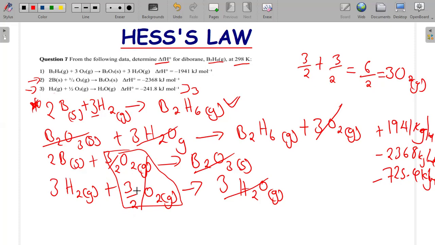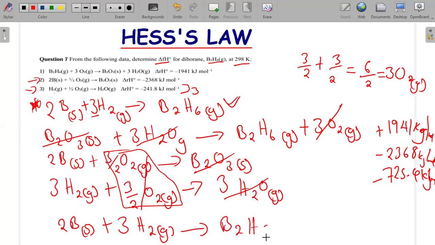Now you check what has remained on the reactants and what has remained on the product. For the first one, we have nothing in the reactants. The second one, we're having 2B, the solid, plus the third one, we're having 3H2 as a gas. Then the final product that we are going to have will only remain with the diboron, which is B2H6 as a gas.